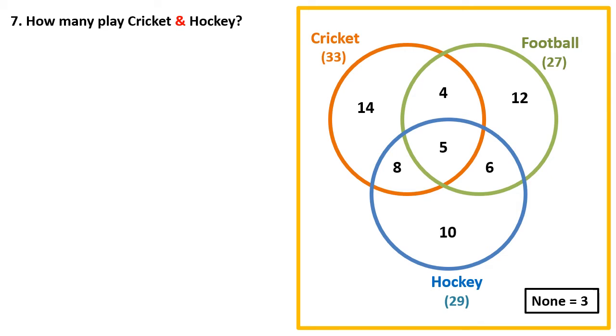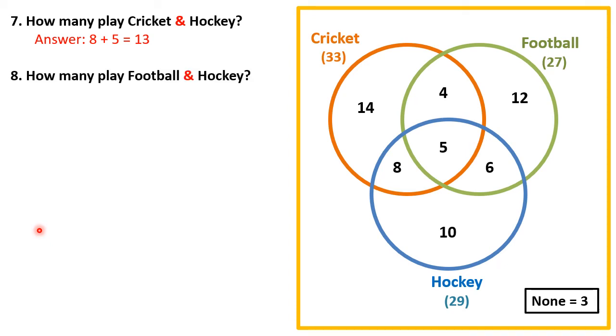Question number 7. How many play cricket and hockey? Now, what will be the answer of this question? Well, the answer of this particular question is 8 plus 5, that is equal to 13. Cricket and hockey means the complete intersection of cricket circle with the hockey circle. This region plus this region, that is 8 plus 5, 13.